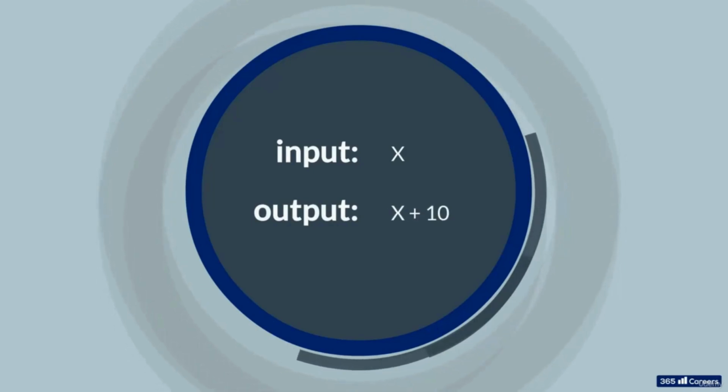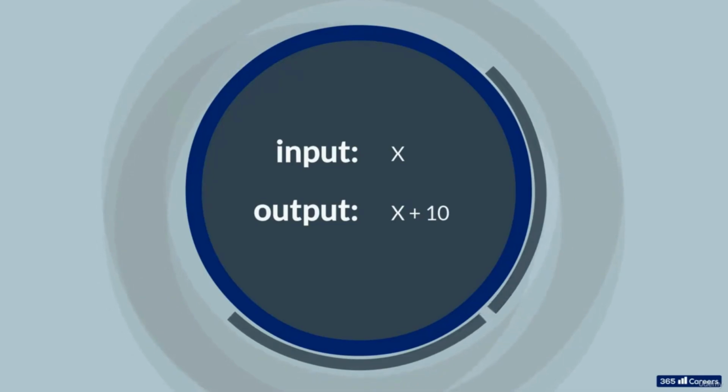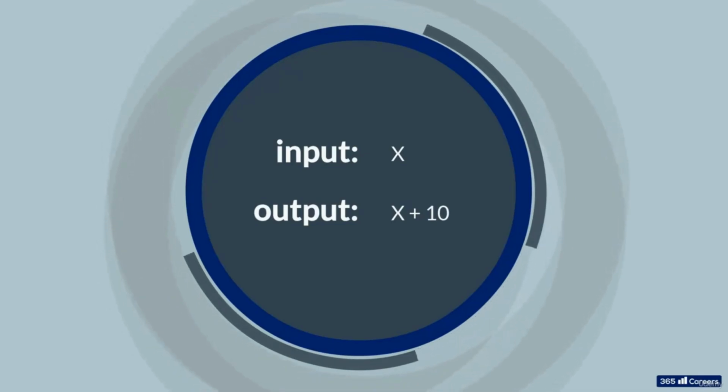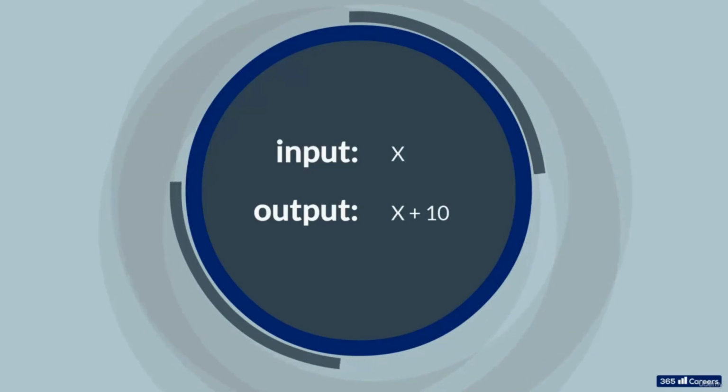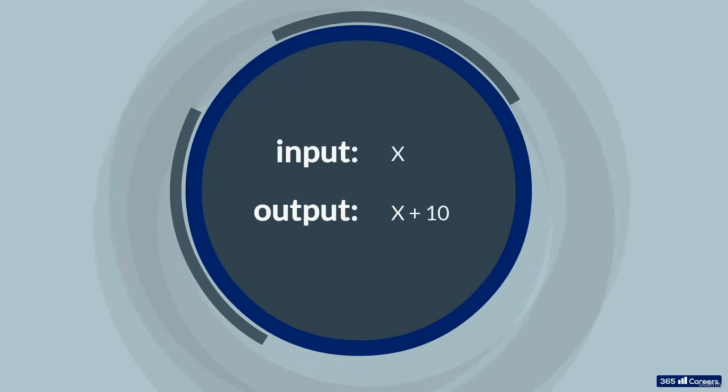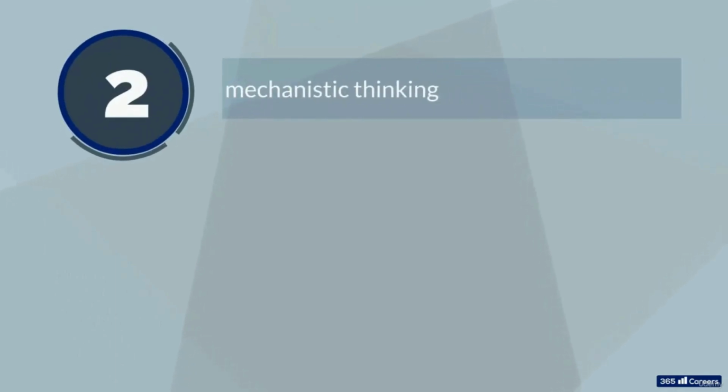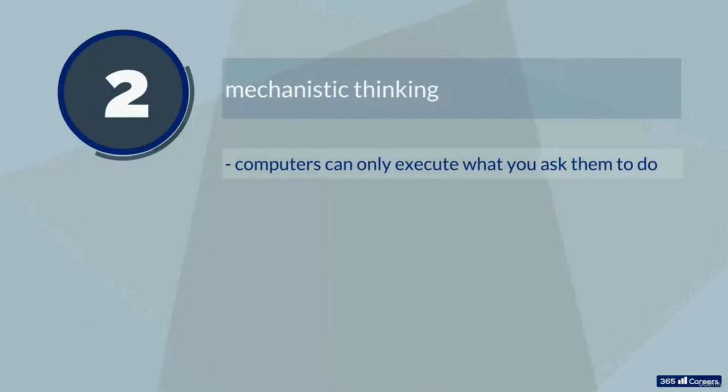After you have created these steps, with the help of a programming language, you will type in beautifully organized lines of code. So, the second crucial thing to develop is mechanistic thinking. Unfortunately, computers can only execute what you ask them to do, and they won't understand what you imply by the instructions you have provided. They will simply compute the code without interpreting your output. Fortunately, we can do that though.